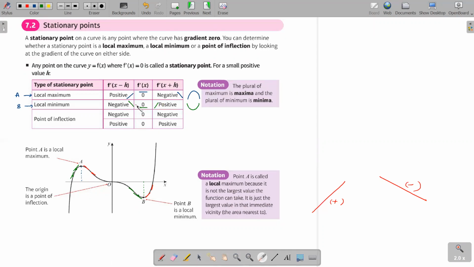It's a minimum. Okay, so now we'll discuss this thing called the point of inflection. Look at a point of inflection. What is the difference in a point of inflection?